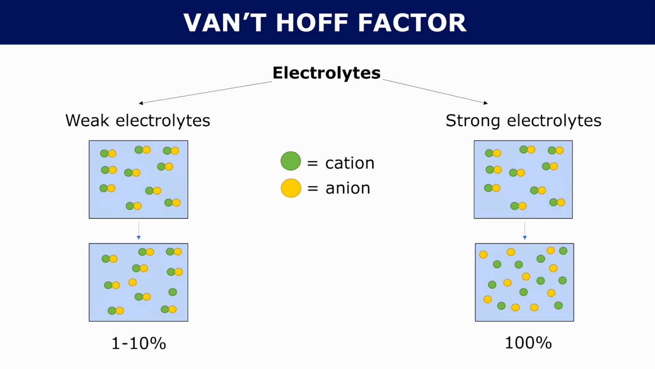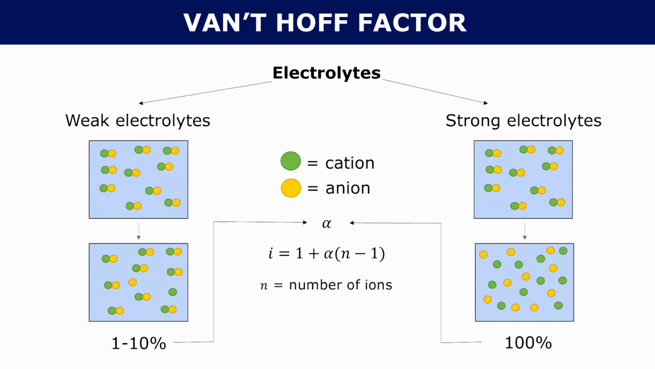And we can take the degree of dissociation and put it to a number. So we say that the degree of dissociation is alpha. So for weak electrolytes, alpha is going to be about 0.01 to 0.1. And for strong electrolytes, alpha is going to be around 1. So we take the percentage and we turn it into a decimal.